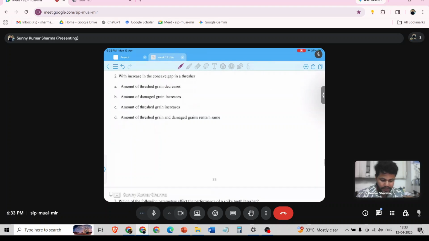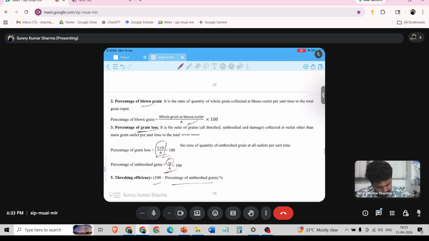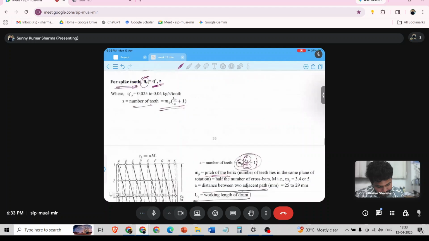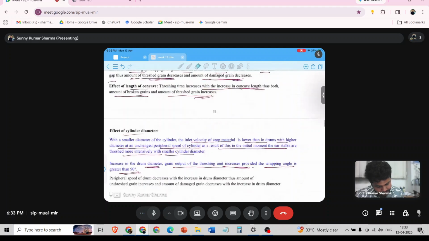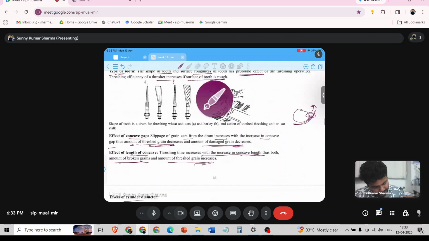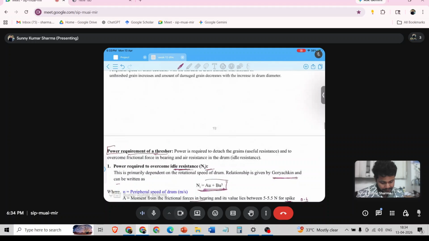So second question is, with increase in concave gap in a thresher, what will happen? Amount of threshed grain decreases. You are saying option A. The question is increase in concave gap, and we have just discussed that. When the concave gap increases, amount of threshed grain decreases and amount of damaged grain also decreases. So yes, option A is correct.